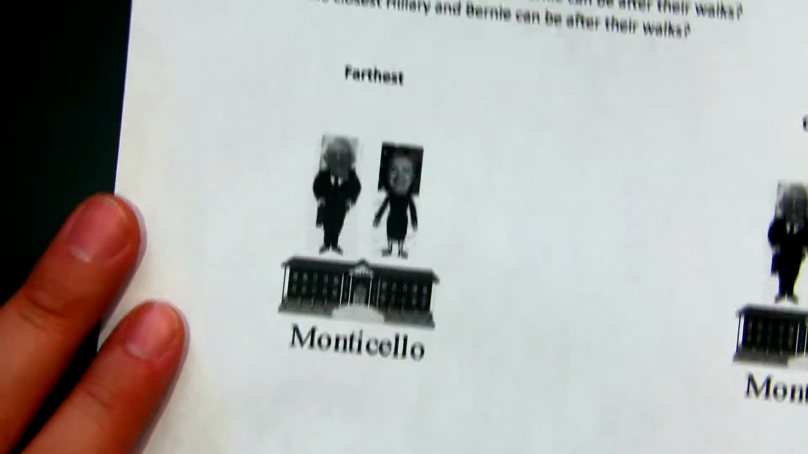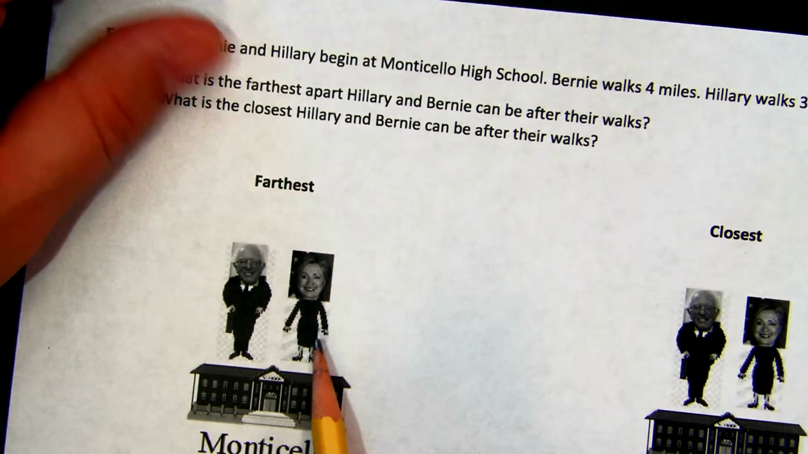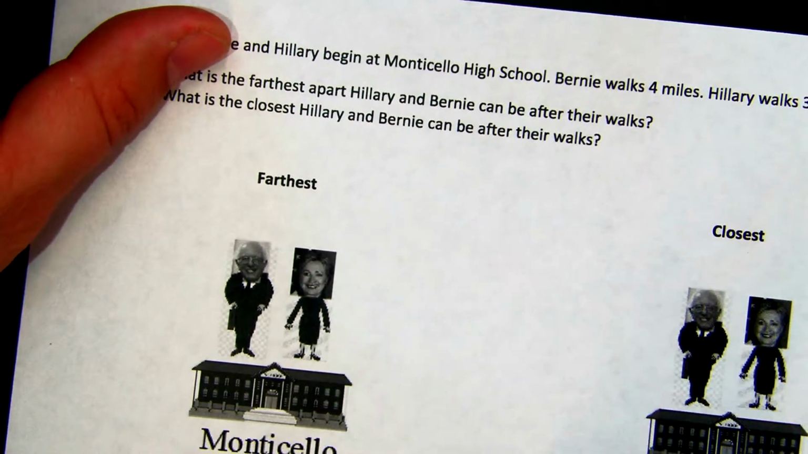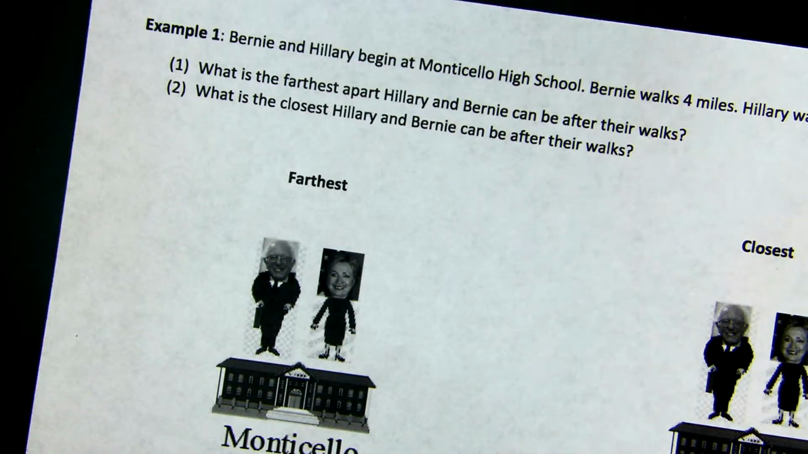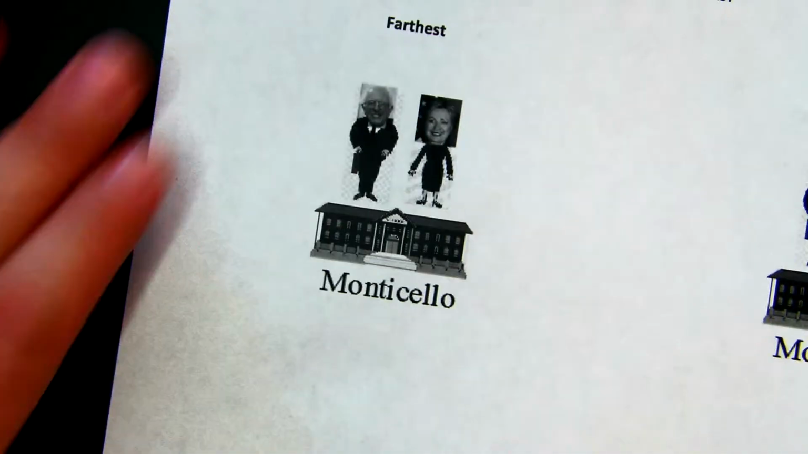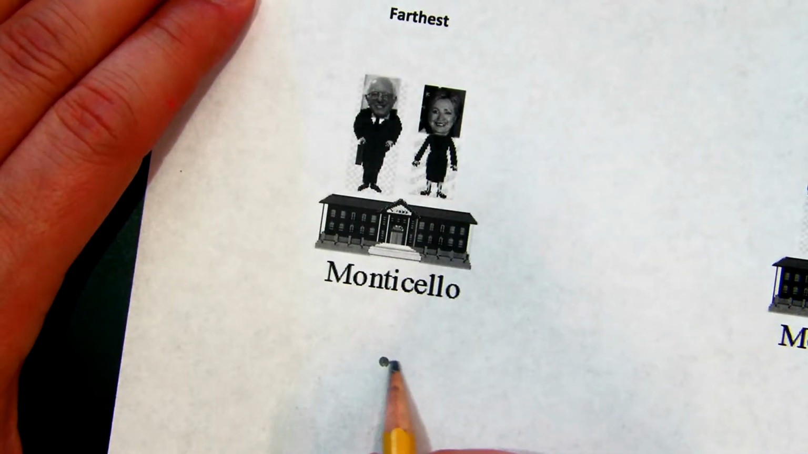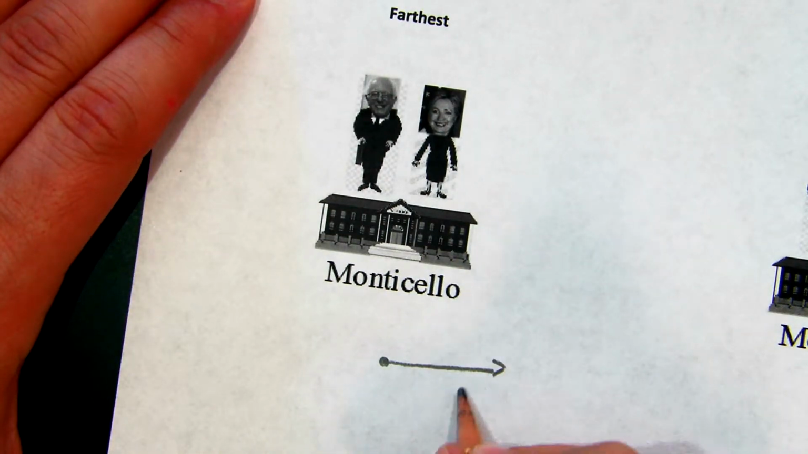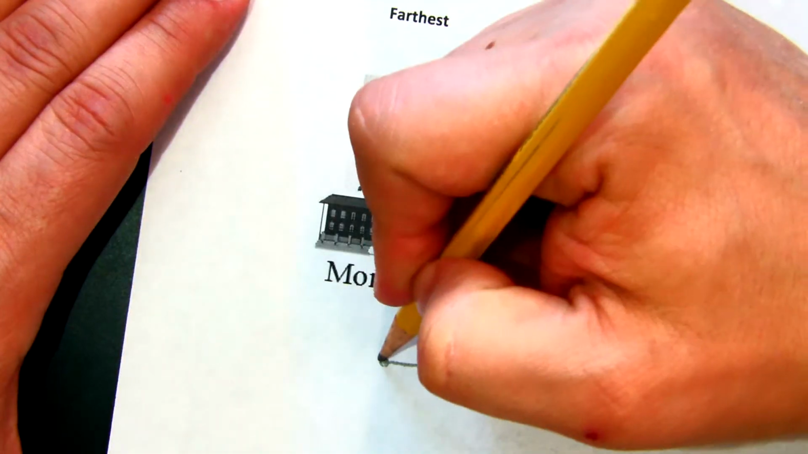Well, if you think about this, we've got Hillary and Bernie, and they're both walking. One walks 4, one walks 3. What we don't know from the description is what directions they walk in. And we can think of a lot of different possibilities. This could be Hillary goes here, and Bernie goes maybe in this direction.